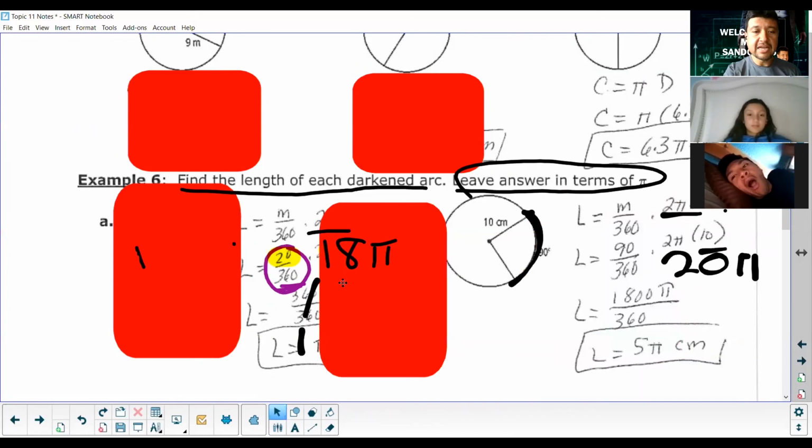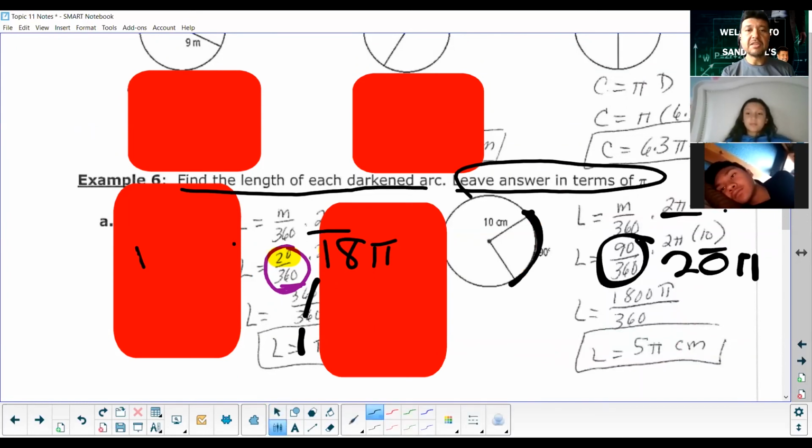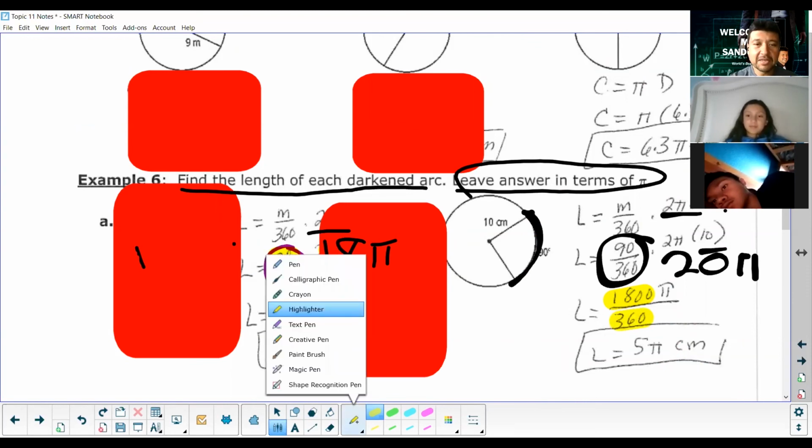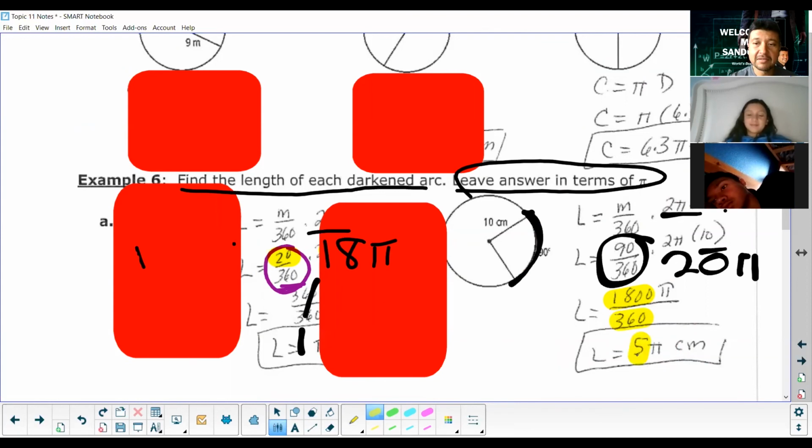You see how it says 90 over 360? This gives me that percentage. So Celeste, what's 90 times 20? 1,800, right? And then Marcus, what is 1,800 divided by 360? 5. 5, exactly. So this is how we get the result that the solution becomes 5 pi.